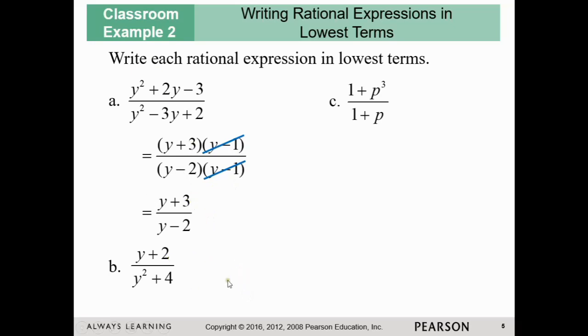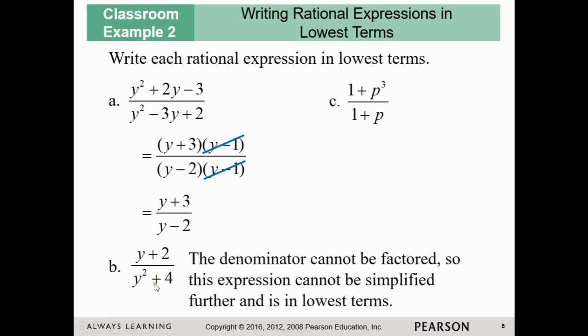Now B is sort of a trick question. Notice in B, we think that we might be able to factor the binomial in the denominator, but actually it's a sum of squares, not a difference of squares. Remember, there is no formula to factor a binomial that is a sum of squares, only a difference of squares. So this one is already in lowest terms.